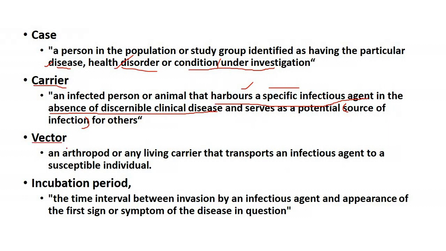We are moving to the vector. A vector is an arthropod or any living carrier that transmits an infectious agent to a susceptible individual. It just transports the infectious agent to the susceptible individual. It can be further divided into biological vector or mechanical vector. A mechanical vector is just a mechanical transmission, just by touch it transmits mechanically. In a biological vector, the infectious agent undergoes a change in the stage of its life cycle. Then it will be called a biological vector. But a vector, in general, is an arthropod or any living carrier that transports an infectious agent to the susceptible individual. Now we are moving to the incubation period.